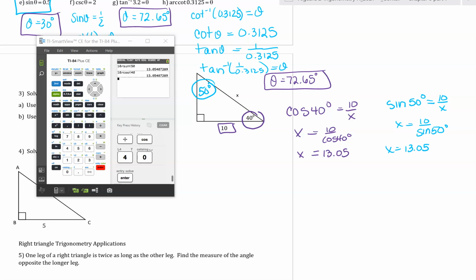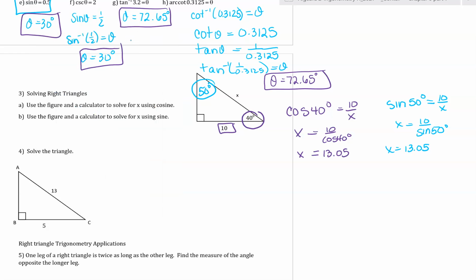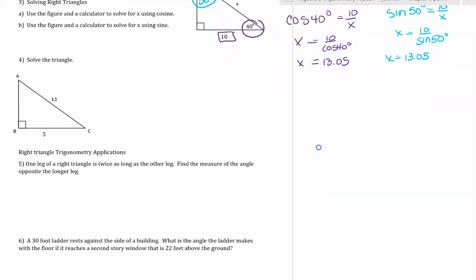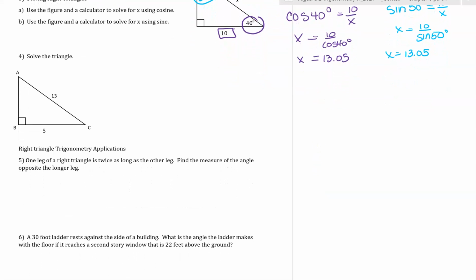10 divided by the sine of 50, 10 divided by the cosine of 40, 13.05. All right, so that was good calculator practice. Why don't we go ahead and take a look at number 4. So notice that you are given a right triangle and you are given 2 sides. So you need to solve the triangle, which means find all of the missing sides and angles.